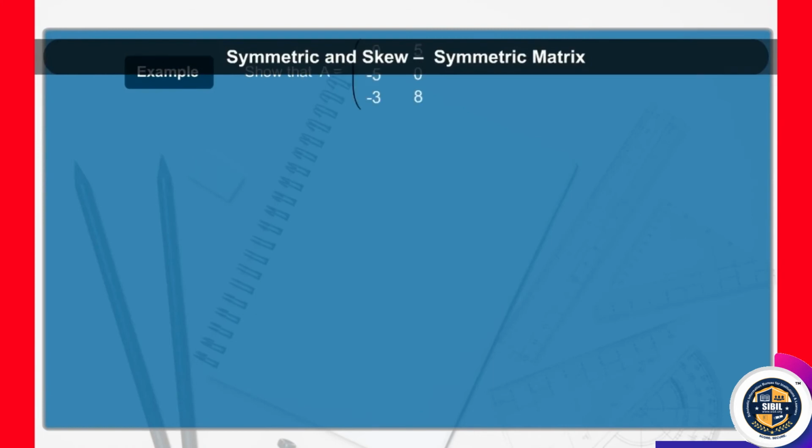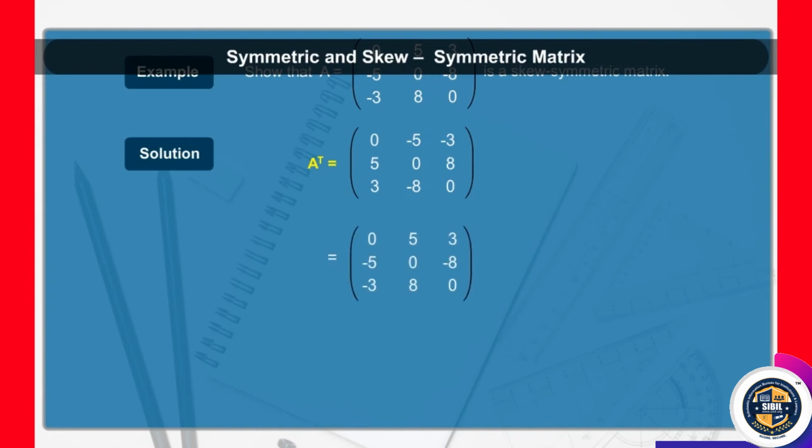Example, show that a matrix A is a skew symmetric matrix. Solution. Let us find A transpose first. Take the negative sign common from the whole matrix. Now we can see that after taking the negative sign out, we get matrix A. So A transpose is equal to minus A. Thus it is shown that the given matrix A is a skew symmetric matrix.